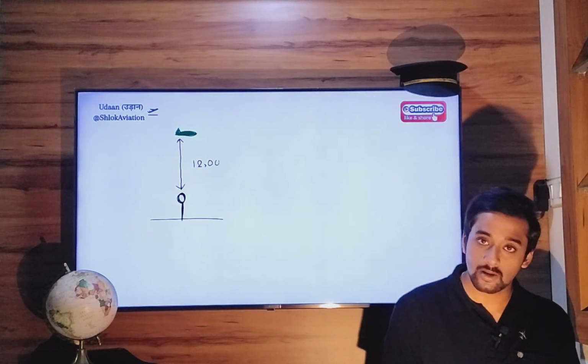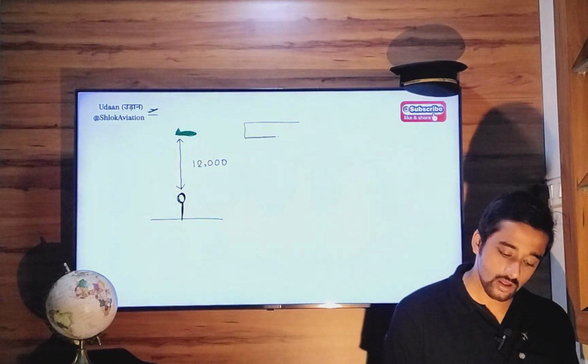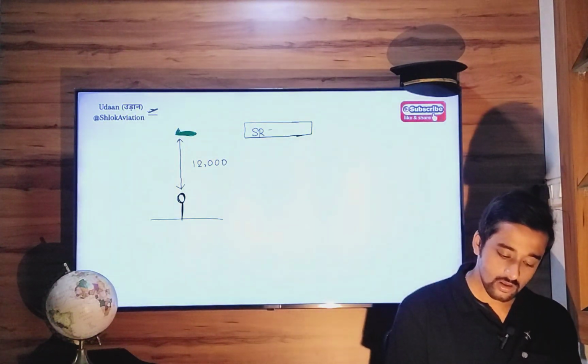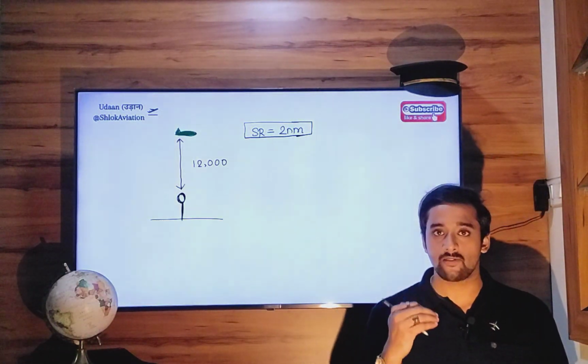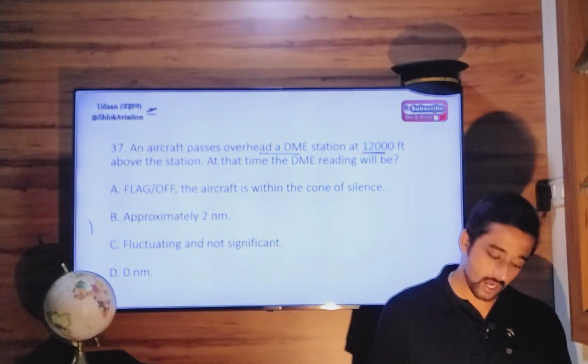So this will be shown as a slant range of how much? 2 nautical miles. 12,000 is nothing but 12,000 divided by 6,000, that is 2 nautical miles. Bravo is the correct option.